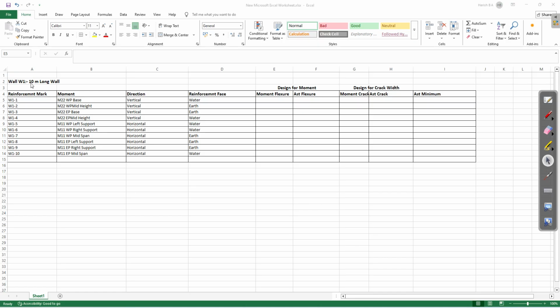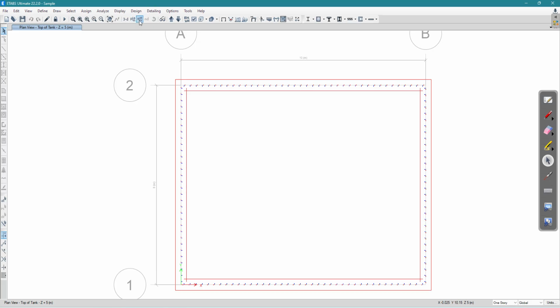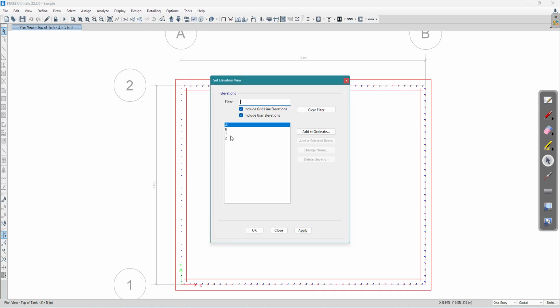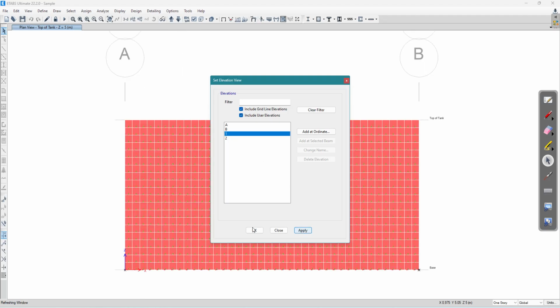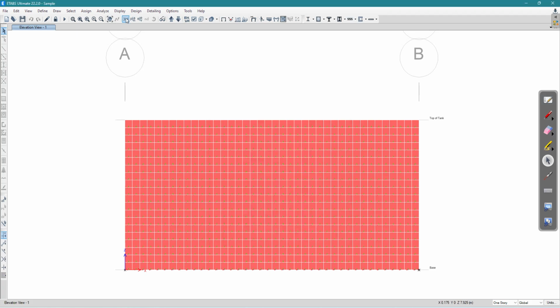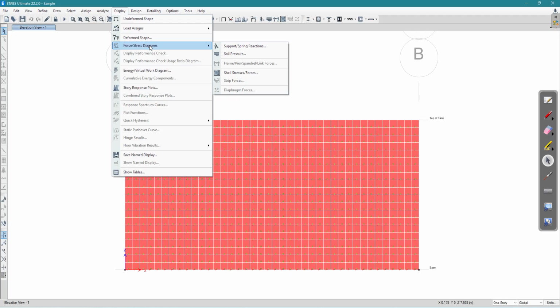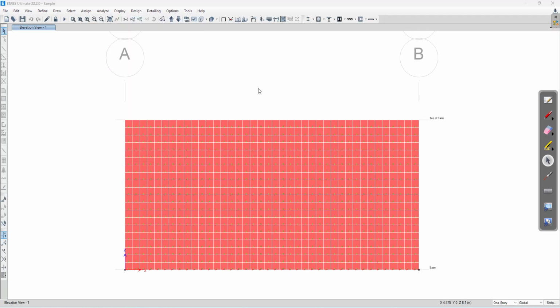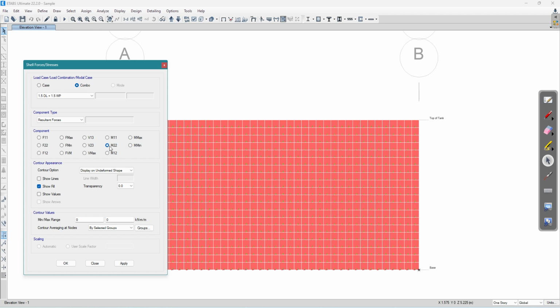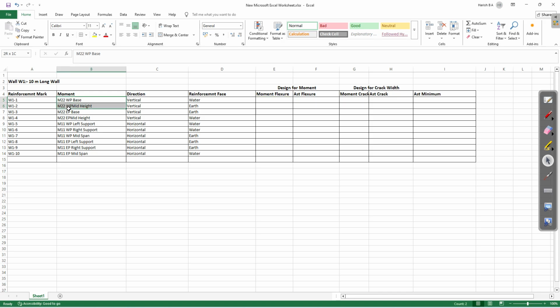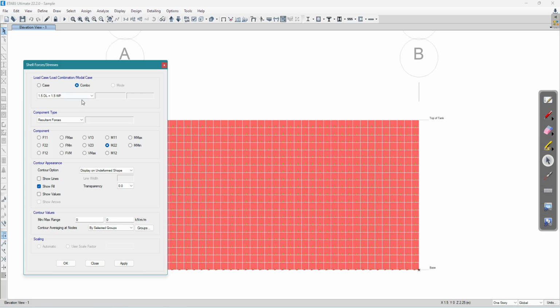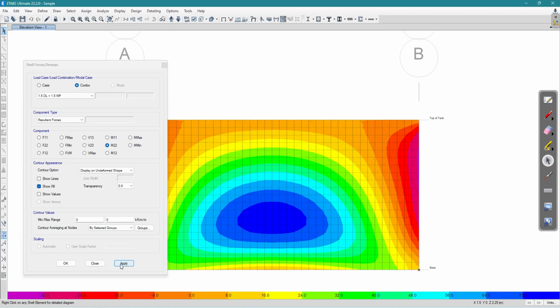So next you go to ETABS, you go to elevation. For 10-meter wall you have to take elevation along grid 1 and 2. Okay, so this is your 10-meter wall. You go to display, force, bar stress diagram, shell. So first it is M22. In the Excel sheet you have first M22. So first combination is water pressure. So first you select combination with water pressure. You click on apply.